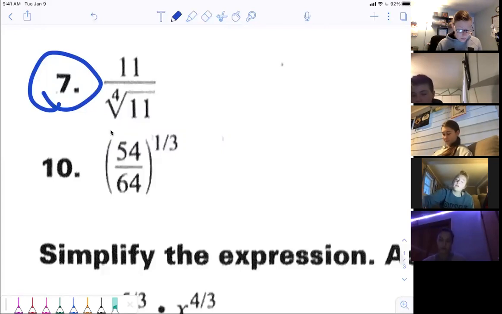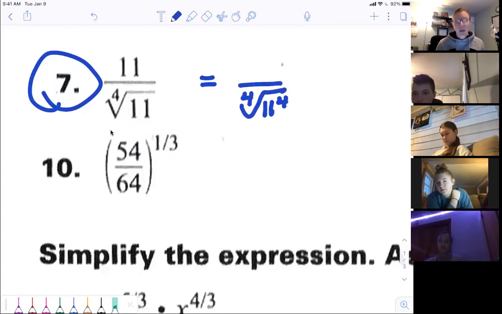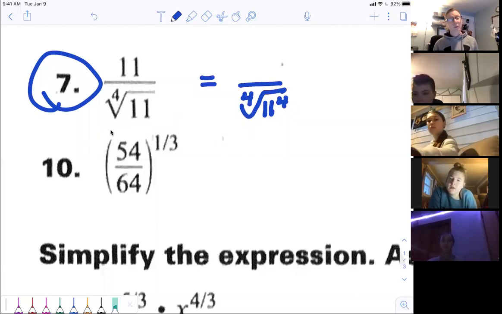So we need to multiply this by something so that when we're done, we have the 4th root of 11 to the 4th. So I'm going to just write that over here. Our end result, I want to have the 4th root of 11 to the 4th. Because then my exponent and my radical cancel, and I just end up with an 11. So that's our goal. So Ella, what could I multiply this by so that we have in the denominator the 4th root of 11 to the 4th?